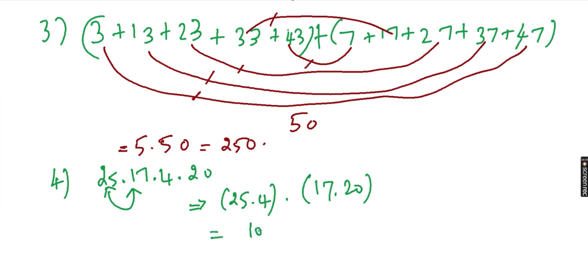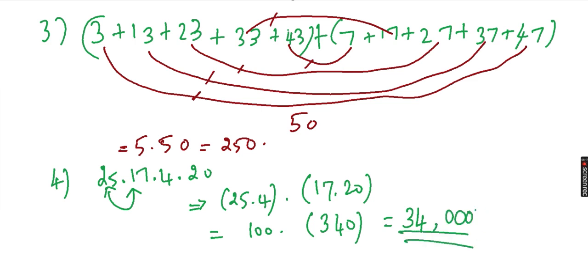So what's 25 into 4? It's 100. 17 into 20 will be 340. Be careful with the number of zeros. You have totally 3 different zeros present. So see that you are including all the 3 zeros. Okay. Now let's go to the next question.